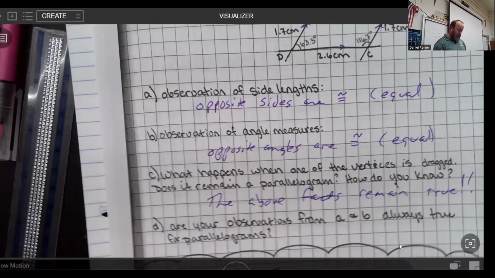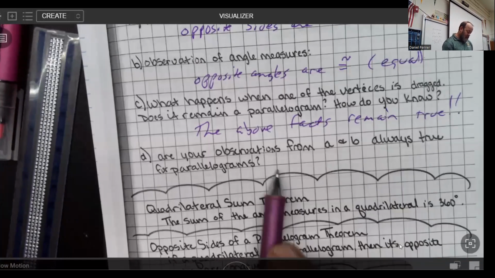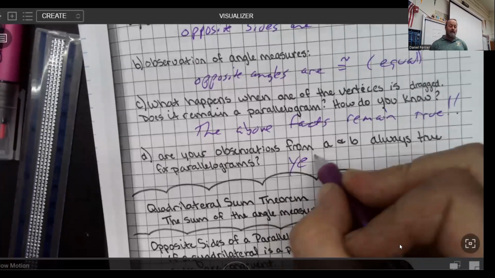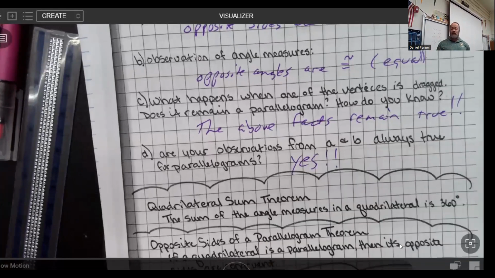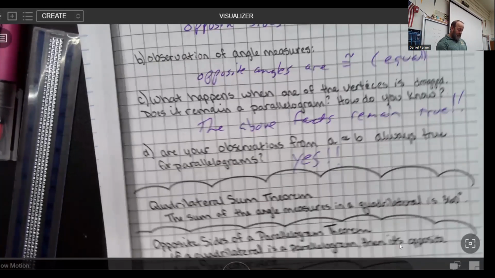So are your observations from A and B always going to be true no matter how we make that parallelogram? Again, that answer is a yes. It has to be true no matter what. And we've kind of tried to demonstrate that. Now, I want to tighten that up a little bit, and you'll see that in a minute. So here's the first thing.